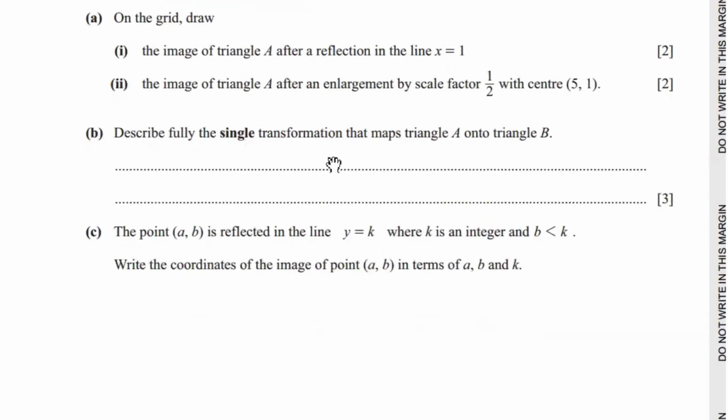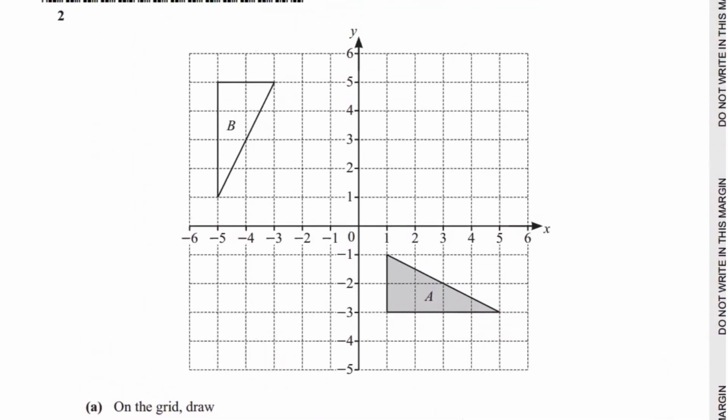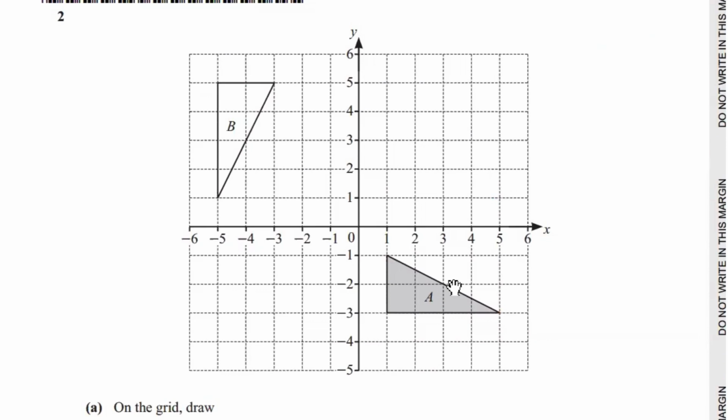Then it says, describe fully the single transformation that maps triangle A onto triangle B. So for triangle A onto triangle B, we can see that this is a 90-degree rotation, and it's a clockwise rotation because we're going in this direction.